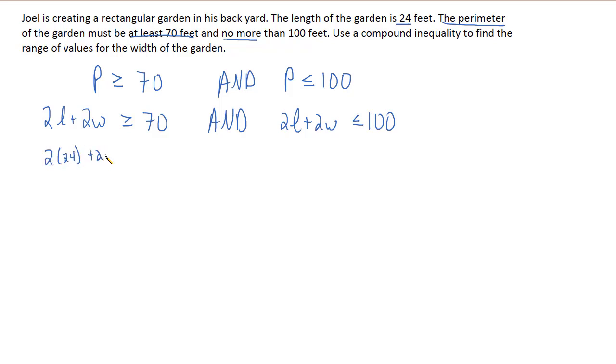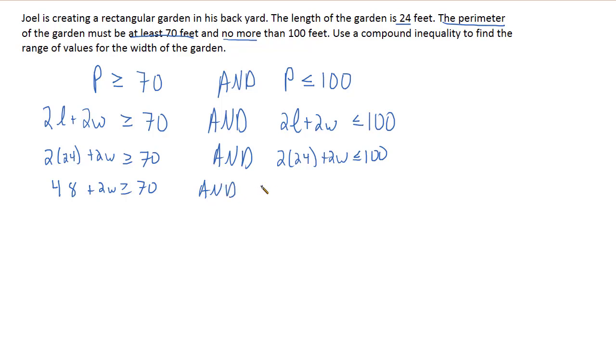plus 2W is greater than or equal to 70, and 2 times 24 plus 2W is less than or equal to 100. So then 2 times 24 is 48. 48 plus 2W is greater than or equal to 70, and 48 plus 2W is less than or equal to 100.